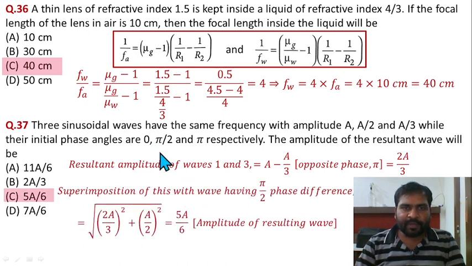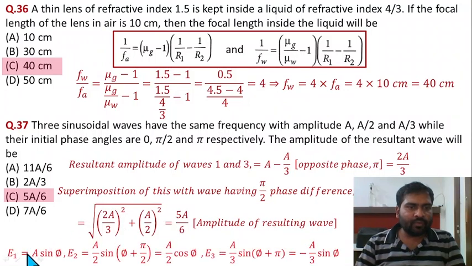The result of wave 1 and 3 is going to be 2A by 3. With respect to this result, wave number 2 is at a 90 degree right angle; the phase difference is pi by 2. Superimposition of this with the wave having pi by 2 phase difference is going to be square root of (2A by 3) whole square plus (A by 2) whole square, equal to 5A by 6.